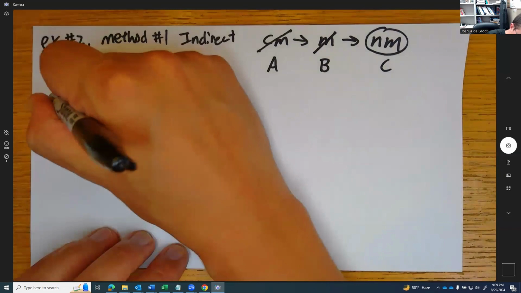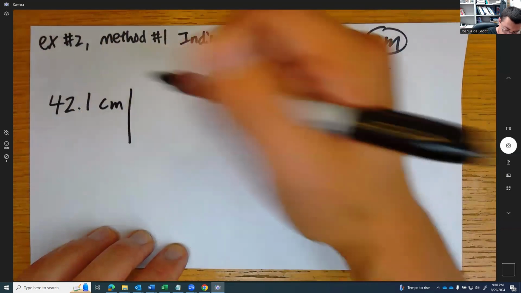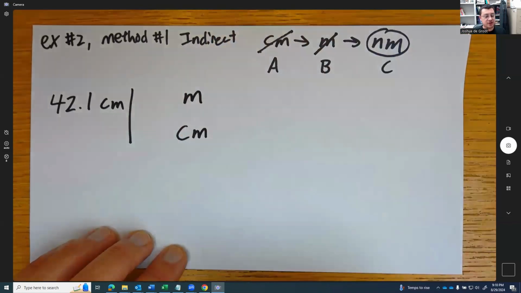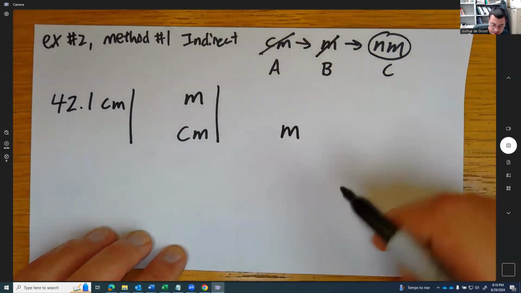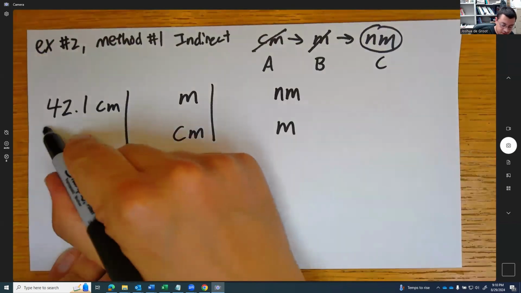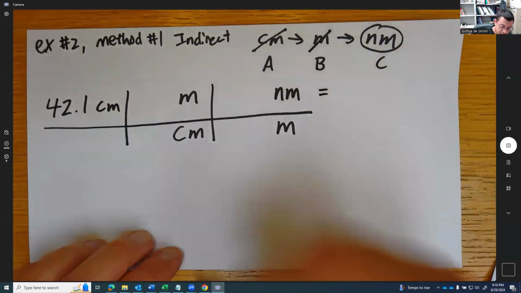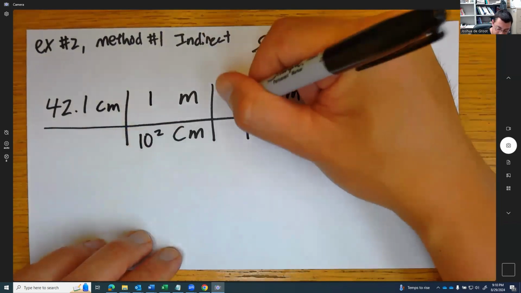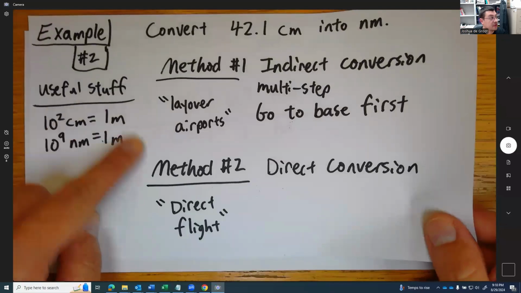Okay, so we have 42.1 centimeters. Write my units first. We're going to go to meters first, indirectly. Okay. And then we're going to leave the meter world, and then we're going to go to nanometers. And there is my setup. Okay. All right, so I got 100 centimeters in 1 meter. And in 1 meter, we have 10 to the 9 nanometers. Again, I'm just pulling from here.